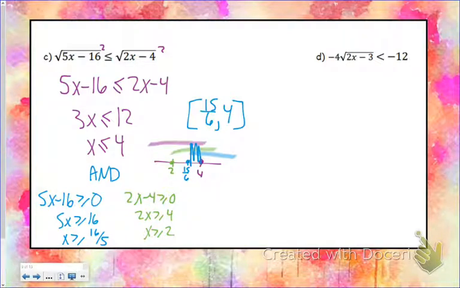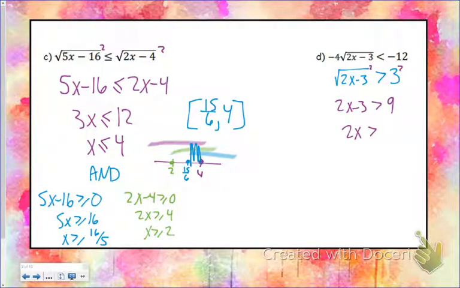All right, and then our last problem, again, the first thing is get the root by itself. So I would divide by -4. But hopefully what you guys remember when you're solving inequalities, if you divide by a negative, you flip the sign. So I'm looking for this to be greater than 3. Then I would square both sides. So 2x minus 3 is greater than 9. So 2x is greater than 12. And I'm looking for x to be greater than 6.